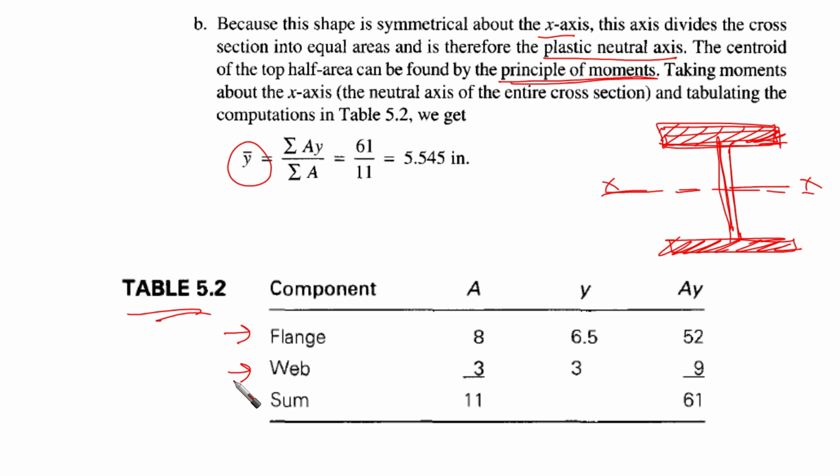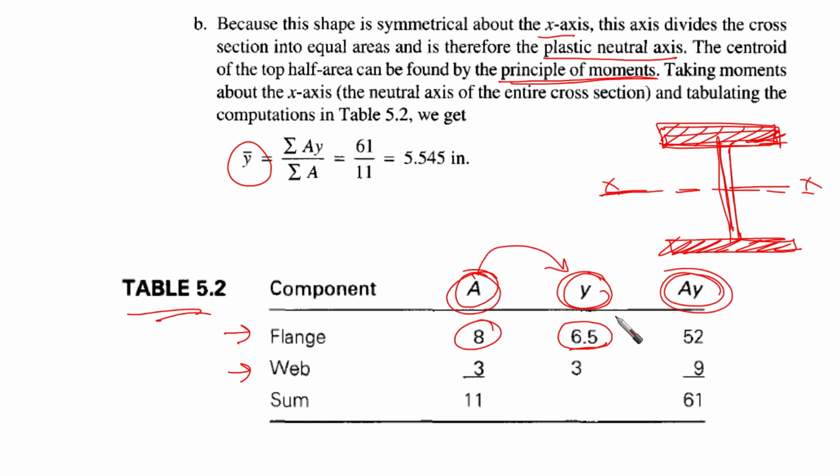Okay, so we are going to use the principle of moments. We have the area and the distance of this area from the plastic neutral axis, which is y. So we have 8 and 6.5, and we multiply A times y to give us this value, which, as we said, is the first moment of area.